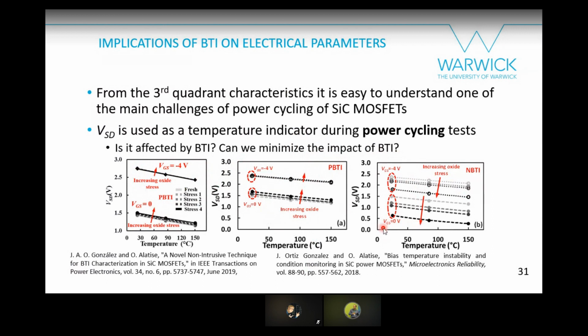MBTI is not that easy. At VGS of 0, you have a massive shift. If you apply a negative voltage at -4, you reduce that, but you will require a higher voltage to close the channel. But usually, don't worry too much about MBTI. During power cycling, you care more about PBTI, and this is what people are recommending: you have to apply a negative voltage to be able to use the body diode voltage as a temperature sensor.